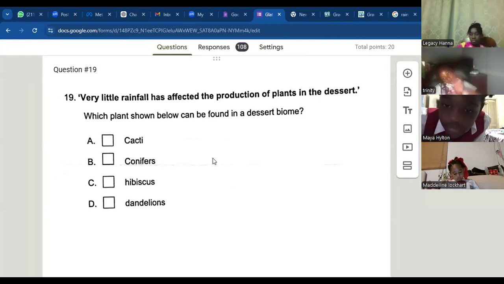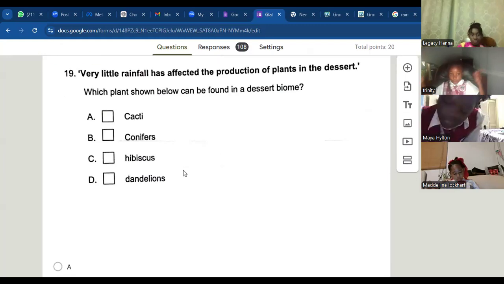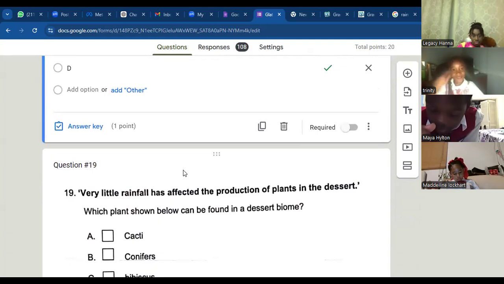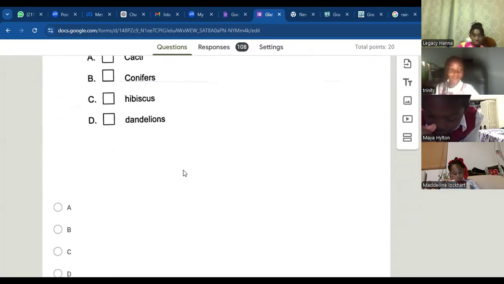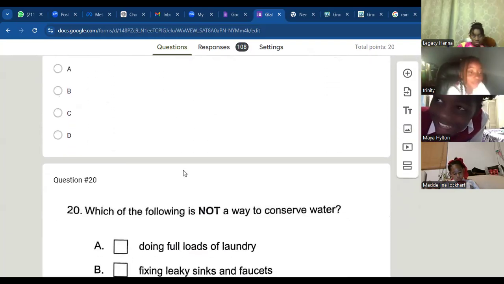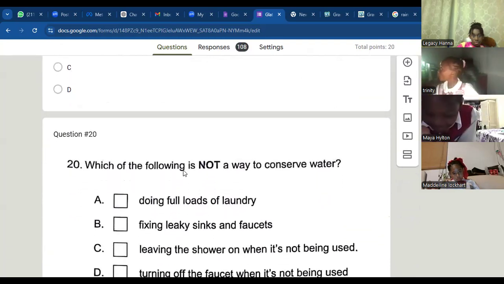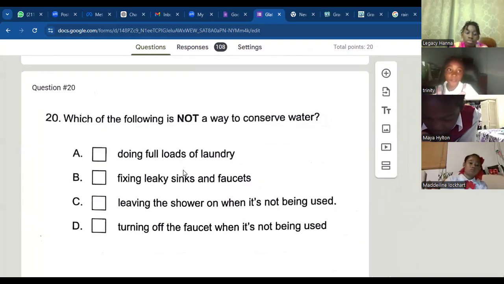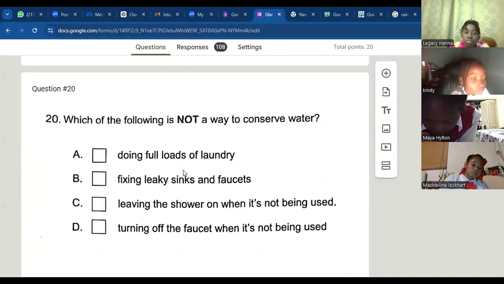Mr. Petit, I have a cactus. You have a cactus? Really? It's alive? Yes. Okay, that's good. You too? You have to show me. I'll send a picture. Yeah, send a picture. My Grammy has a small cactus. Okay. All right.